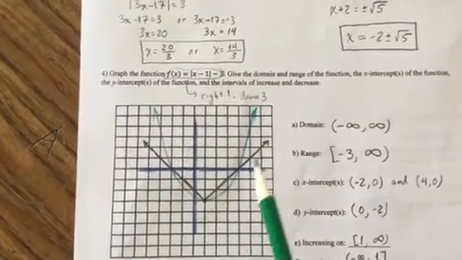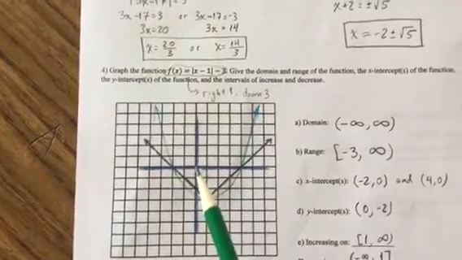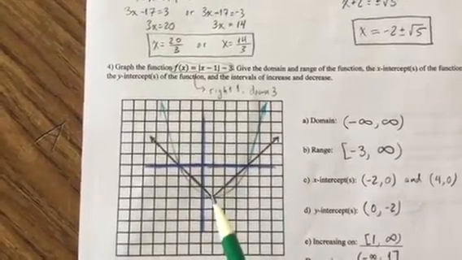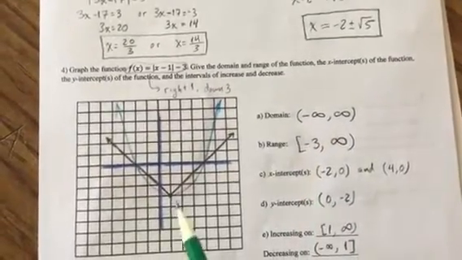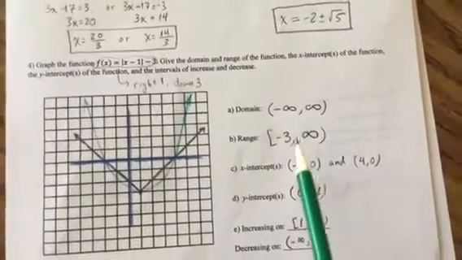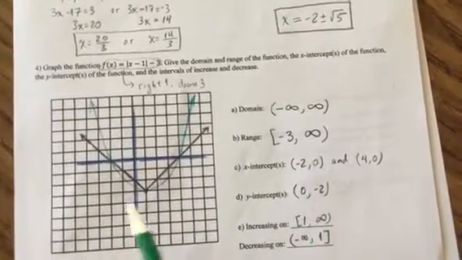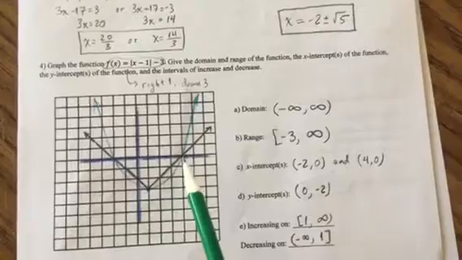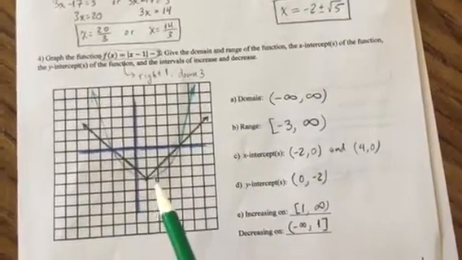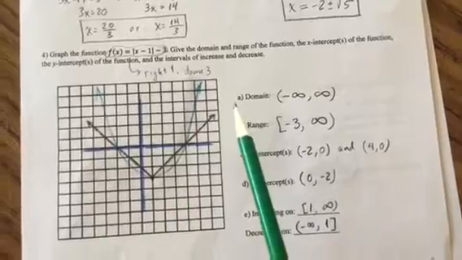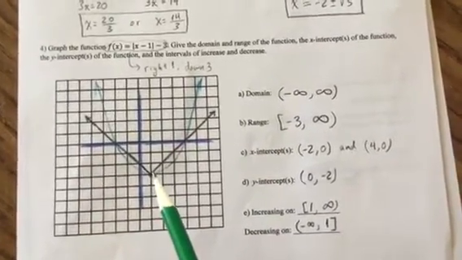All right, this gray V shape right here, with its vertex at the point 1, -3. All right, so we got our domain of all real numbers, the range of -3 to infinity. That's the lowest y value there, going up to positive infinity. My x-intercepts are at -2, 0, and 4, 0. My y-intercept is at 0, -2. It is increasing from 1 to infinity and decreasing from negative infinity to 1. That's, we're naming x values there.